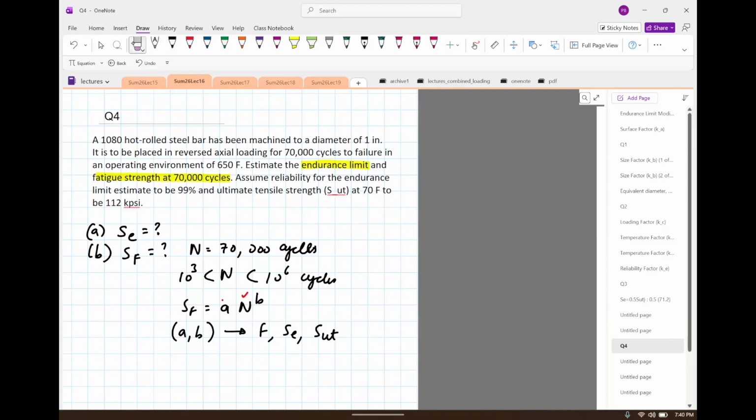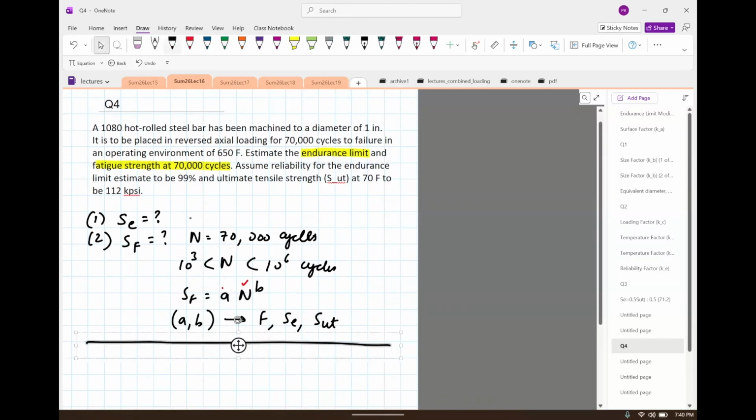This is actually a poor choice. I just realized there's A and B, and I put A and B. Let's just call this something else. Let's call this maybe 1 and 2, so it's not confused with this A and B. Okay, so let's solve part A first.